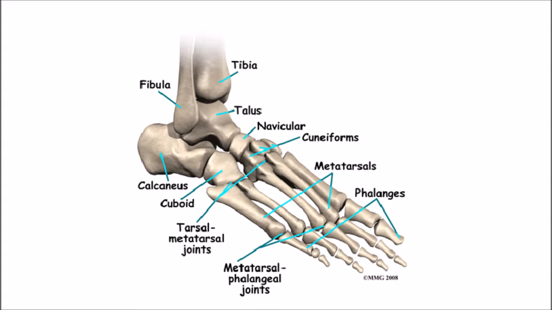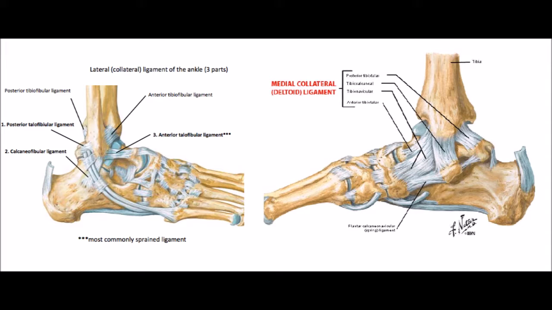The bony anatomy of the foot and ankle includes phalanges, metatarsals, cuboid, navicular, talus, calcaneus, tibia, fibula, and cuneiform. The medial deltoid ligament of the ankle is a strong ligament and attaches to the medial malleolus. The lateral ligament of the ankle is made up of 3 bands that start at the lateral malleolus.